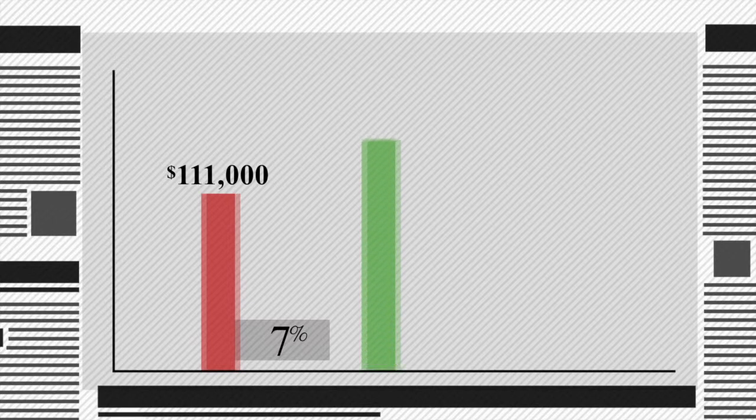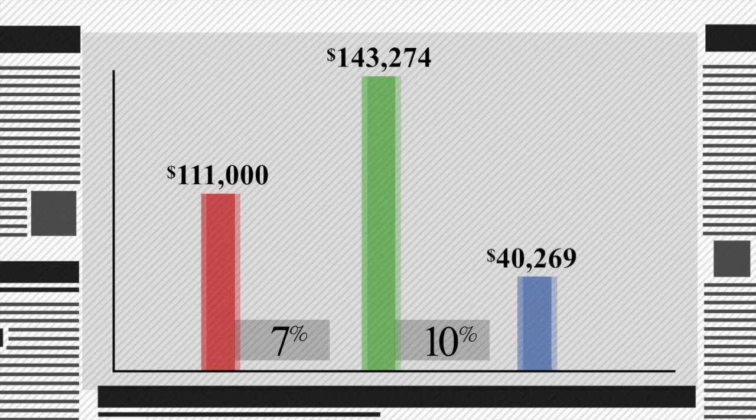When you are dealing with larger amounts of money, like in a reverse mortgage, your interest rate can have a tremendous impact on the cost of your loan. The biggest expense of Mary's loan was $111,000 in interest charges. Again, Mary's loan had an interest rate of 7%. With a 10% interest rate, Mary's interest payments would total $143,274. With a 4% interest rate, Mary's interest payments would total $40,269. Interest rates matter. Know your interest rate.